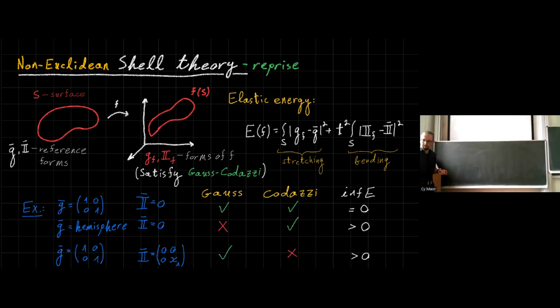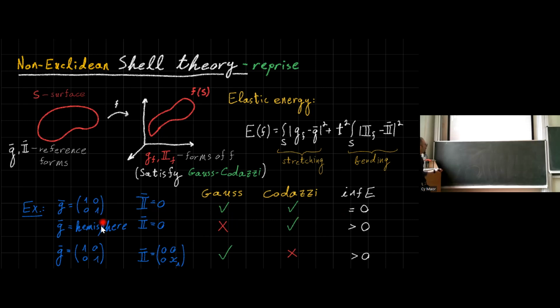So if you lost me now, let's see some examples. Maybe they'll help. Soon there'll be pictures. So the basic example, if you just take a flat page, then g bar is just the identity, and the normal doesn't want to change, so the second fundamental form is 0. So everything is good. The Gauss equation is satisfied, the Codazzi equation is satisfied, so the infimal energy is 0.